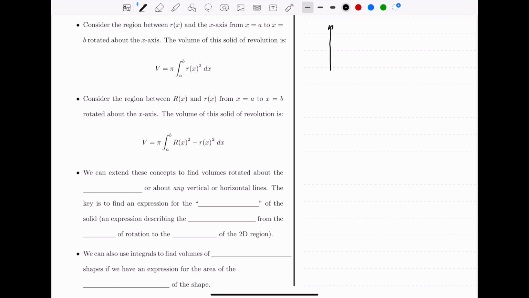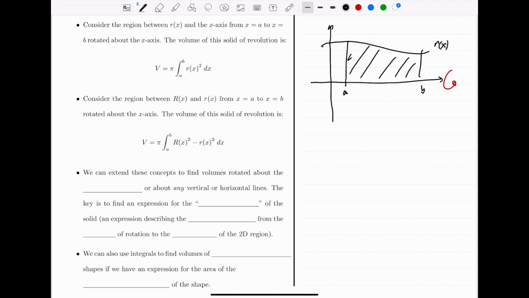Okay, so let's once again graph this. And we imagine some region. Let's call this the function r of x. Think of r here as corresponding to radius. We use the term r to remind us of a radius. And once again, we're integrating from a to b. But now we're taking this region and we're rotating around the x-axis. So all of this area here is being rotated around the x-axis.